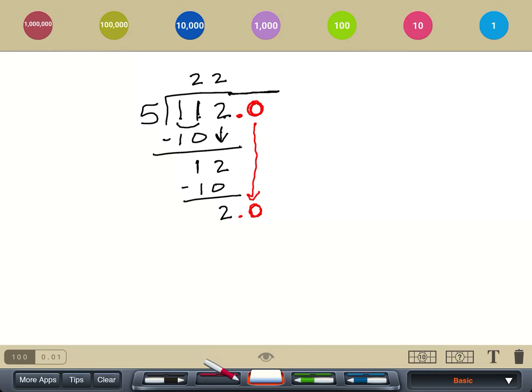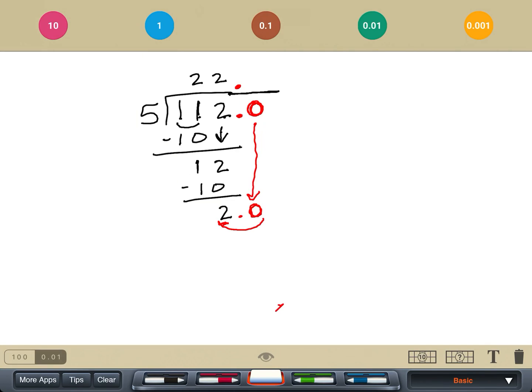We are bringing this guy down here. And now, instead of just having 2 ones, we have 20 tenths. I'm going to pop my decimal place up here. I could not divide 2 ones into 5 groups. I definitely could divide 20 tenths into 5 groups. 20 tenths divided by 5 should be 4 tenths, because 20 divided by 5 is 4. So 20 tenths divided by 5 is 4 tenths.